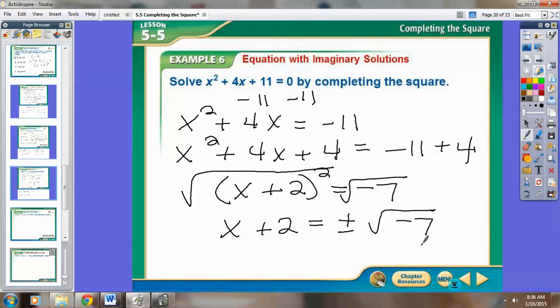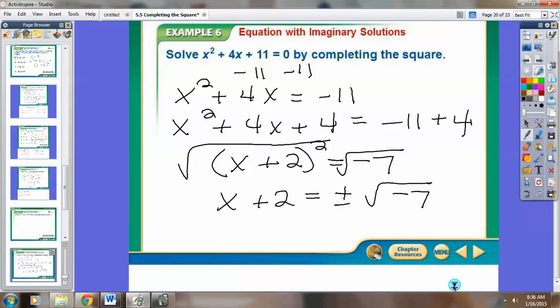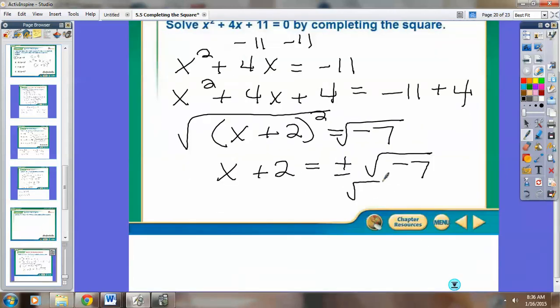Now, the square root of negative 7, that can definitely be simplified, can it? As far as an I can come out. We have a negative under our square root. We know that there's going to be an I in our answer. So I'm going to start with that. Square root of negative 7 is really the square root of negative 1 times the square root of 7. Square root of negative 1 is I.